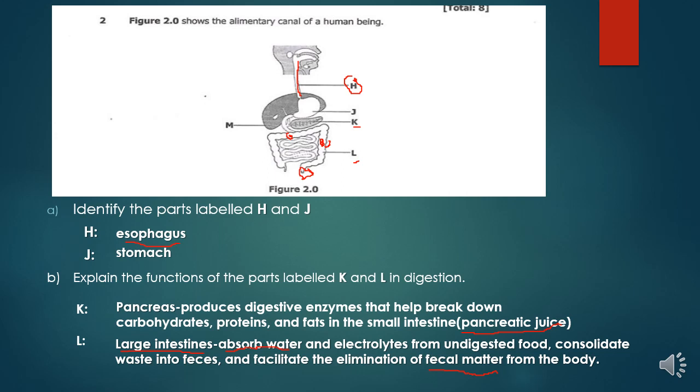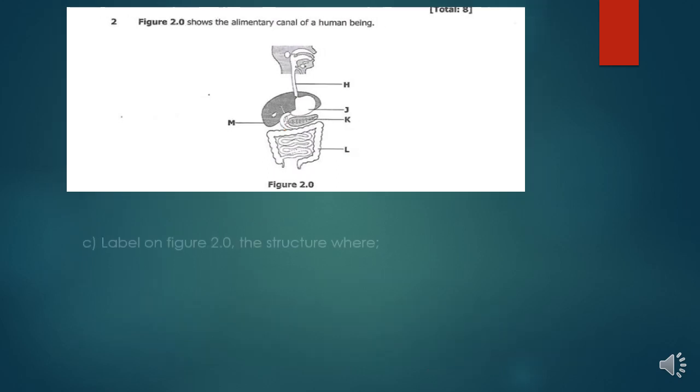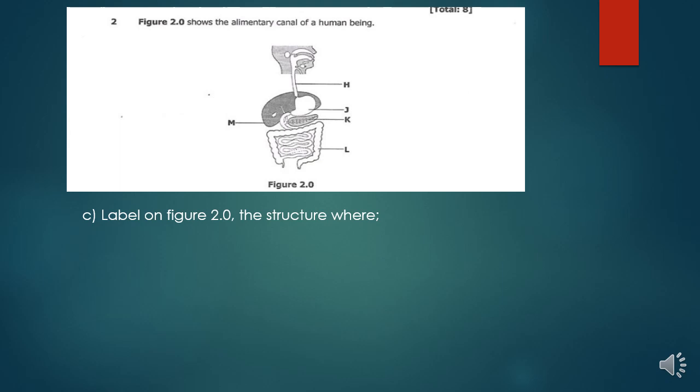We now go to the next question. C. Label on figure 2.0 the structure where bile is stored. So we have to know which part of the digestive system stores bile. Bile is stored on this particular structure, the small white structure there. And I am instructed to label it with X.